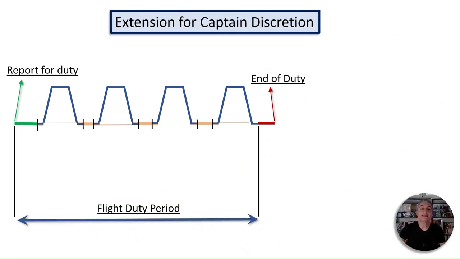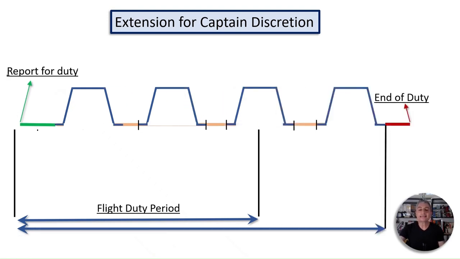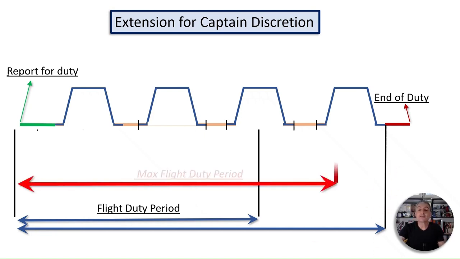Let's now see this extension for captain's discretion, which means that the captain has the discretion to extend the flight. Let's assume that today we have planned these 4 sectors, and we saw before there is a report for duty, an end of duty, and a flight duty period. But for some reason, today we are getting late, and so instead of ending our duty here, our flight duty period is going to last longer, up to here. But unfortunately today our maximum flight duty period, because we checked the table that I showed you before, says that we cannot work for more than this.